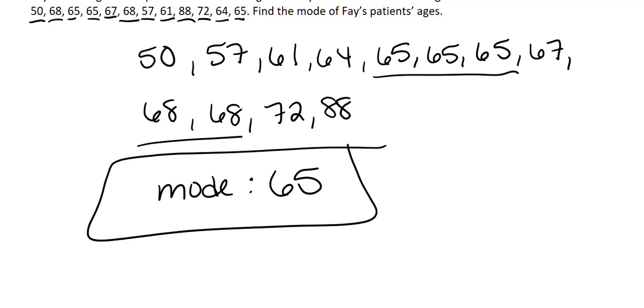Now, 68 would have been included in our mode if it had occurred 3 times. Or 65 and 68 would both be in there if they only occurred 2 times. But it's the number that occurs most often, and you can only have multiple modes if they have the same number of multiples. So this is why the mode is only 65 here.